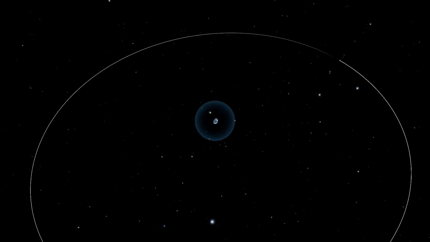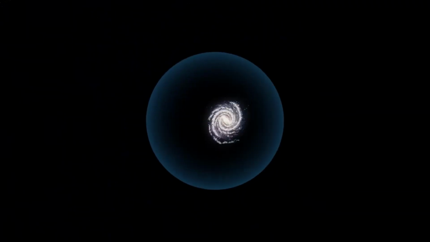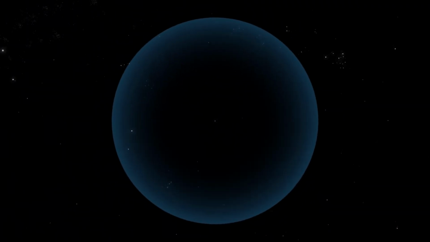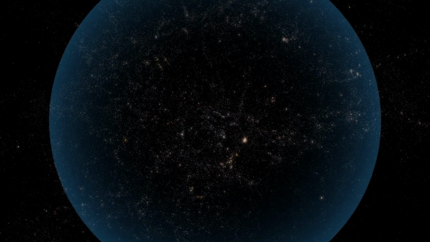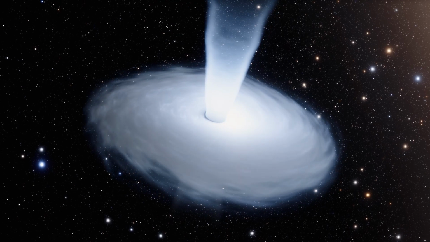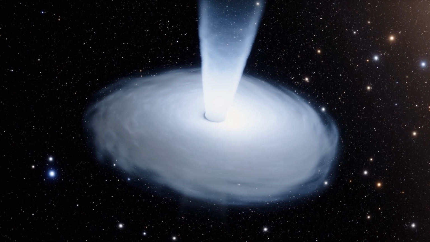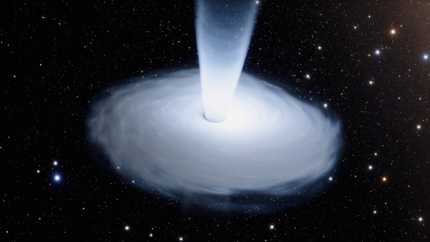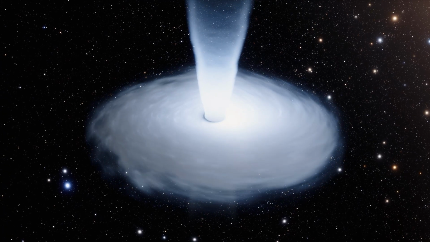Now let's look at our universe. It has its own boundary, called the cosmic horizon. This is the farthest distance from which light can reach us, given the universe's age of about 13.8 billion years. Light travels at 299,792,500 meters a second. Beyond the cosmic horizon, roughly 46.5 billion light-years away, light hasn't had time to arrive due to the universe's expansion. Here's the key connection.